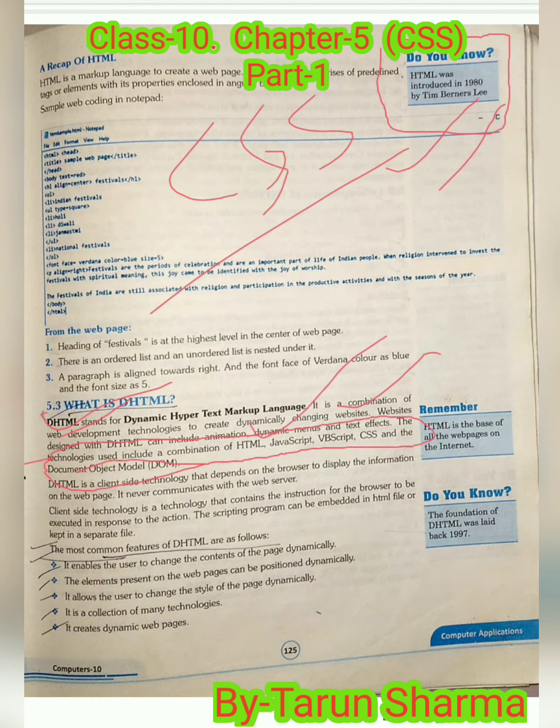Let us discuss the most common features of DHTML, as follows. The first feature is that it enables the user to change the content of the page dynamically. The elements present on the web page can be positioned dynamically. And third, it allows the user to change the style of the page dynamically. It is a collection of many technologies. It creates a dynamic web page.